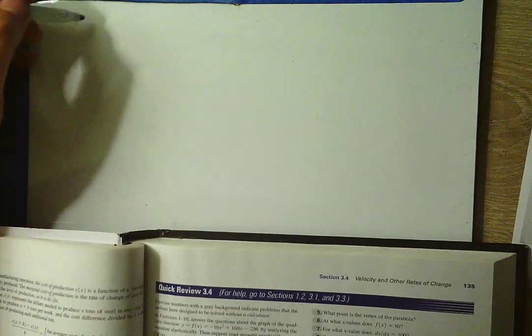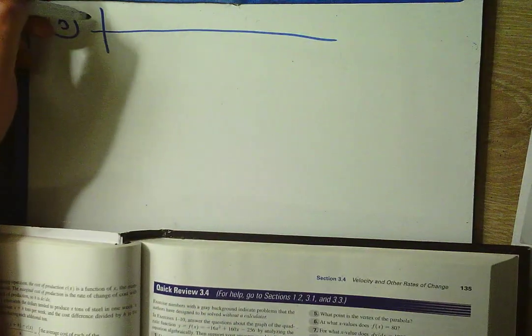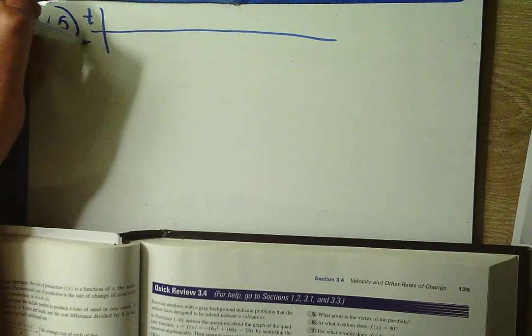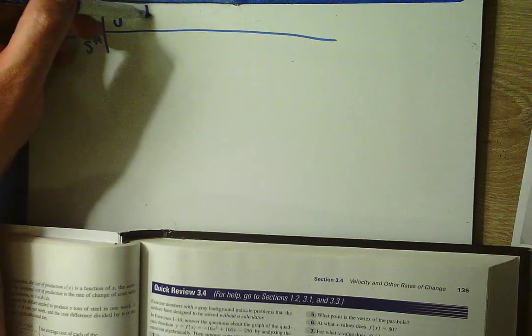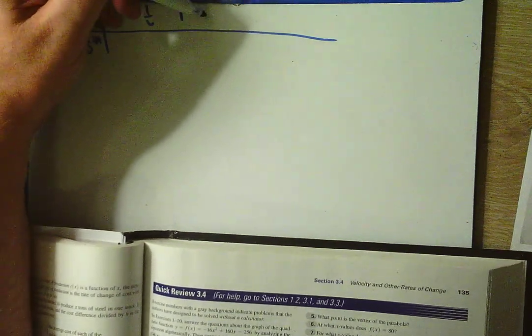Okay, 5 says, it's a table problem, and AP loves a table question. You should expect to see a table question as one of your 6 free response questions. Okay, so for number 5, we've got this table, and the table features times in seconds and positions in feet. And we've got 0, 1/2, 1, 1.5, 2, 2.5, 3, 3.5, 4.